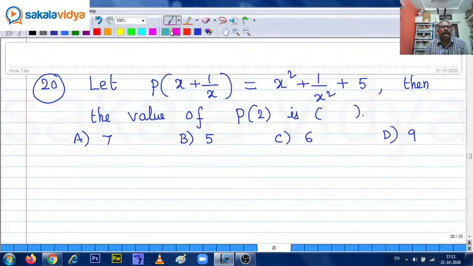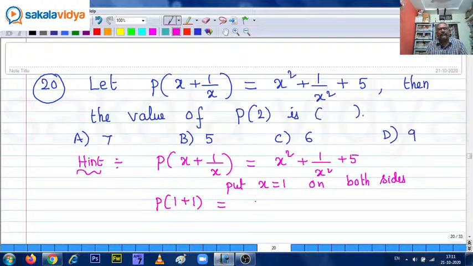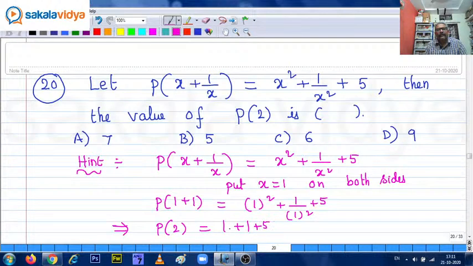Okay, let us try. Hint: P of x plus 1 by x equals x square plus 1 upon x square plus 5. Put x is equal to 1 on both sides. So P of 1 plus 1 upon 1 equals 1 square plus 1 upon 1 square plus 5. So this implies P of 2 equals 1 square is 1, 1 upon 1 plus 5, 5 plus 1, 6 plus 1, 7. So 7 is the answer. So option A is the right option.